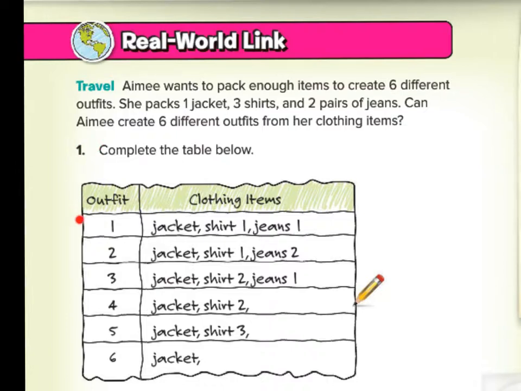Well, let's see. 1 outfit, 2 outfits, 3 outfits, 4 outfits, 5 outfits, and 6 outfits. So 1 outfit, clothing item, jacket, shirt, jeans. Sure. Now the shirt 1 and jean 1. A jacket again, shirt 1 and jean 2. So the only thing that changes is the jeans. Jacket, shirt number 2 and jean number 1. This is a whole different one. Just jacket and shirt 2, okay? And just a jacket and shirt 3, and just a jacket.